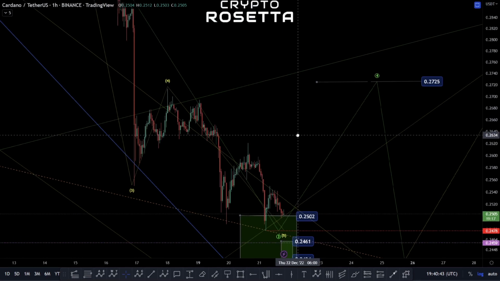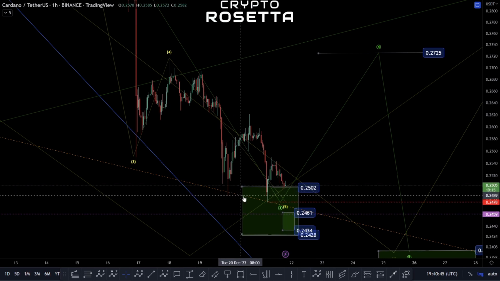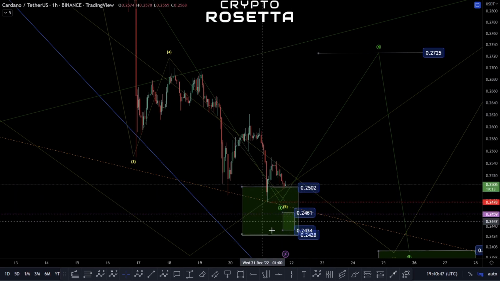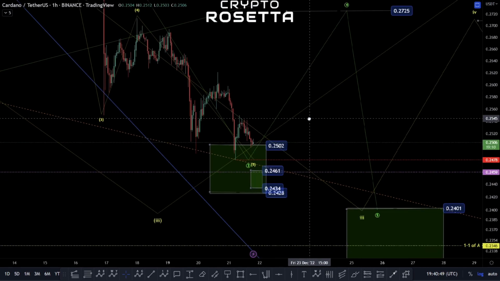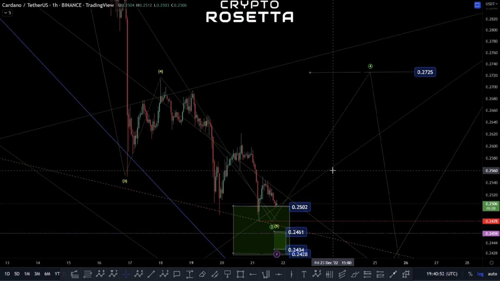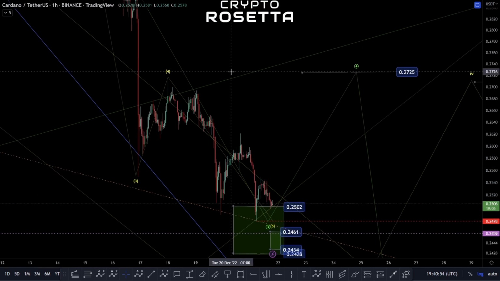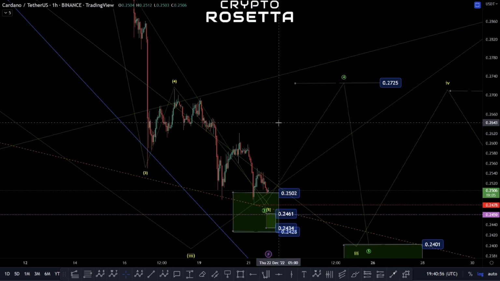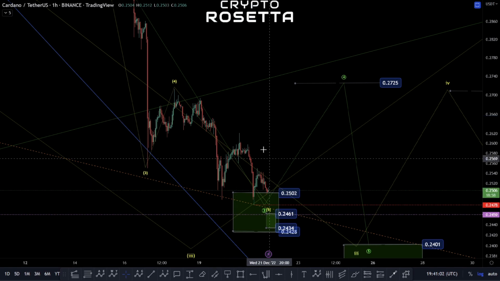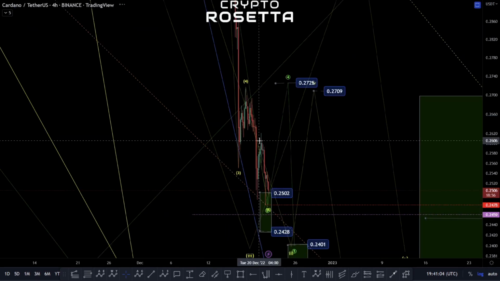So we were looking at a few things with ADA, and it has come and settled into this green box area that we were looking to target in the previous video. If you want more information on what we're looking at on a macro scale, you'll find one in the previous videos that we've published on ADA. But I'm just going to give a brief overview.